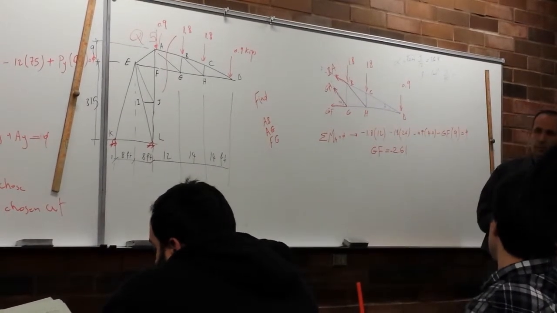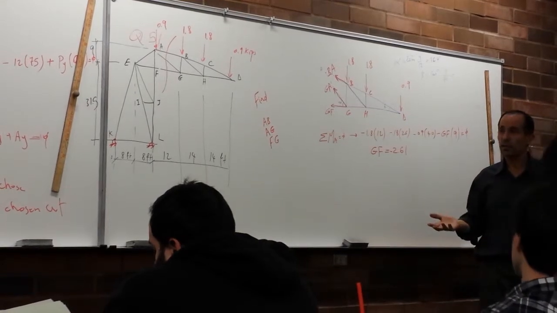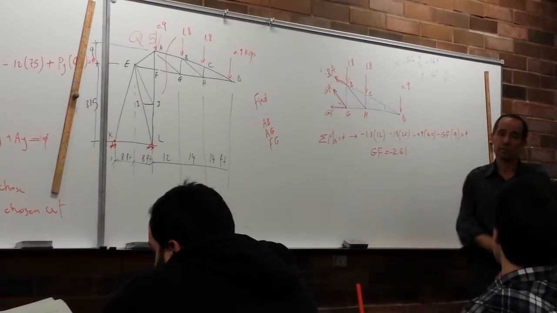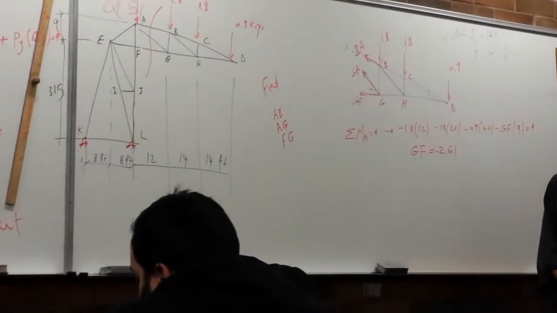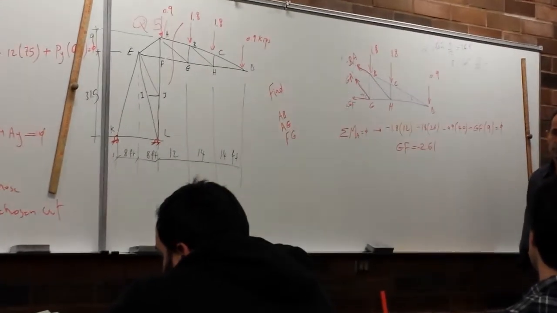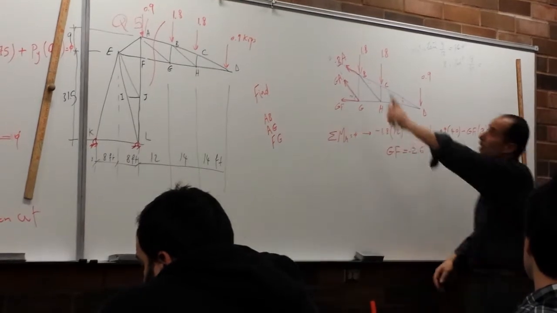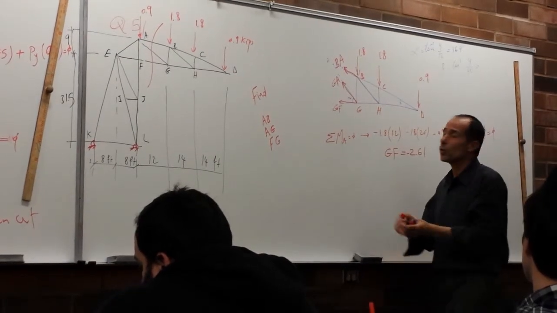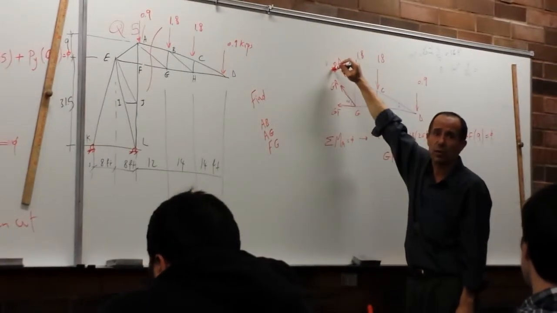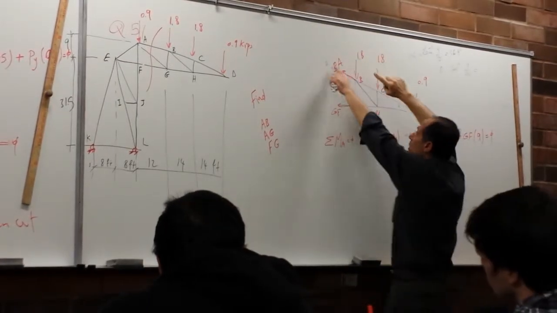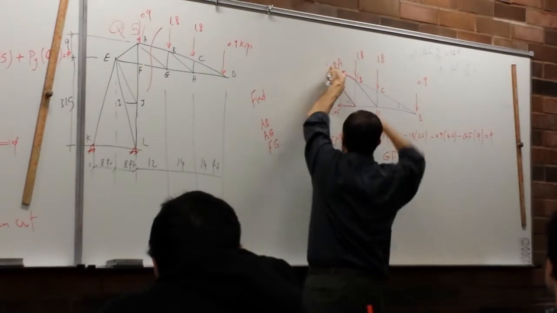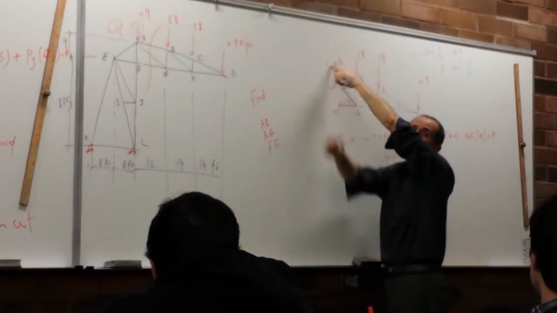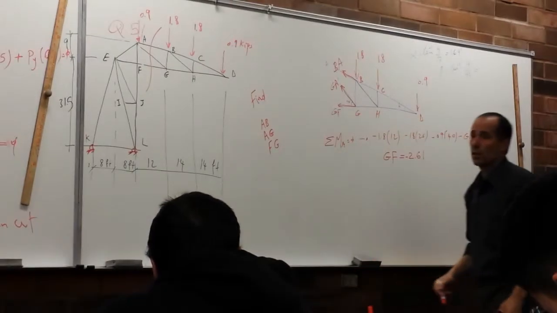Correct? Yes. Negative. All these are negatives. That's what you're doing, guys. You put your finger here and see every one of them how it's going to create a moment, in which direction. So this one is rotating this way, is negative. Negative. Negative. This one is rotating this way as well. Negative.